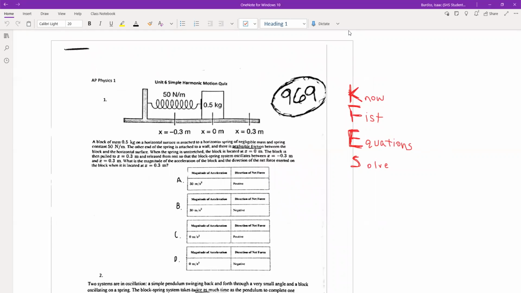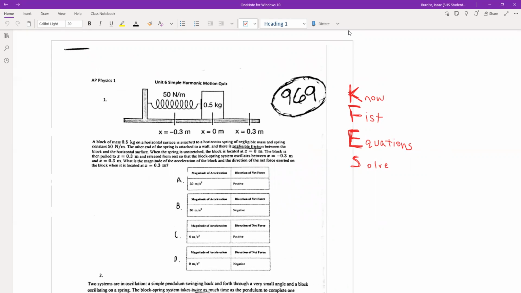Hi there. This is a video reviewing simple harmonic motion, an example quiz. And as you can see, you can get a 969 if you follow these directions.